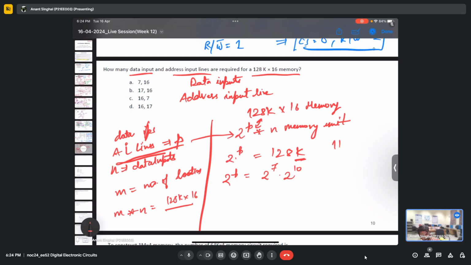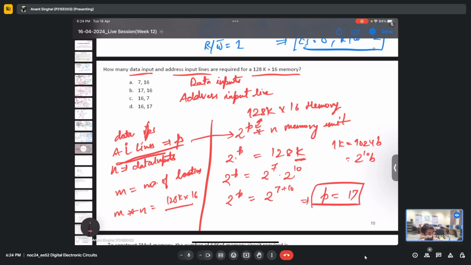So 1K is 1024 bytes. I hope you are already aware. So which is nothing but 2 raised to 10 bytes. So we can easily write 2 raised to p is equal to 2 raised to 7 plus 10, which is making p as 17.